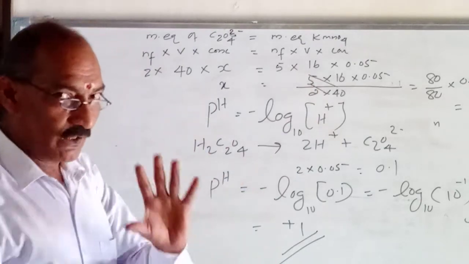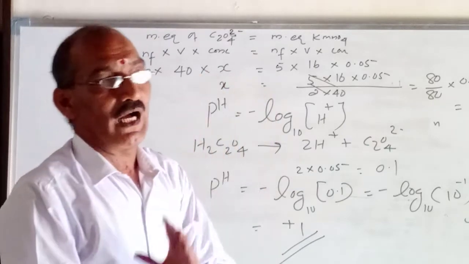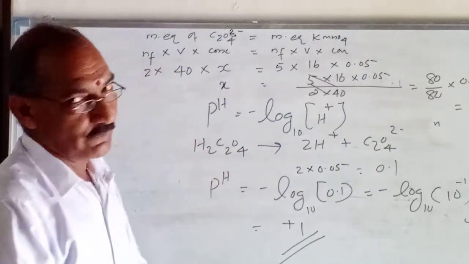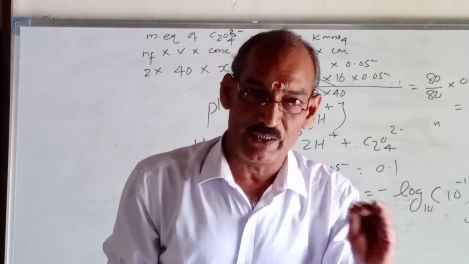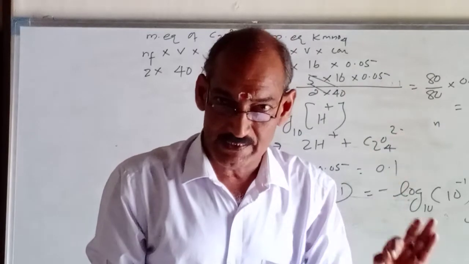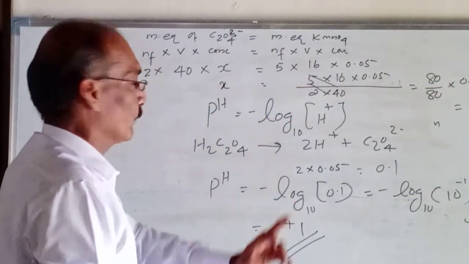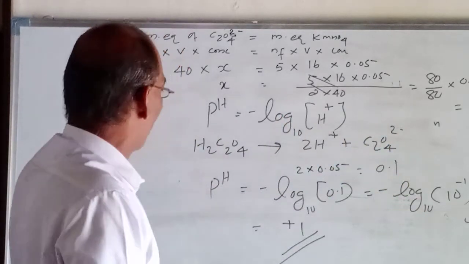First we write the oxalic acid and it will dissociate to give how many moles of H plus ions. So for that purpose, in the question paper they have given that oxalic acid undergoes complete ionization. Assume oxalic acid undergoes complete ionization. Then H2C2O4 gives 2H plus and C2O4 2 minus.